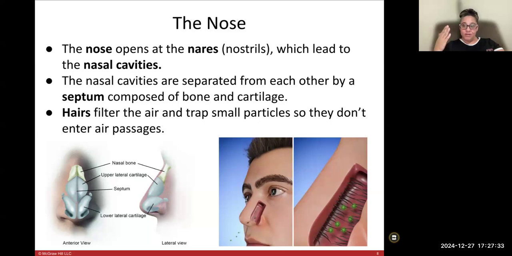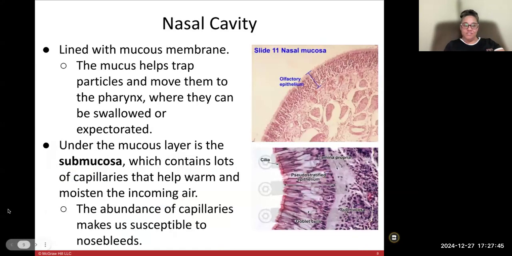Of course, there are times where they get past that, and that's when we feel that little tickle and we try to sneeze it out. It's our body's way of saying, hey, something shouldn't be there. Let's get it out. But that's one of our first lines of defense. Our nasal cavity is lined with a mucous membrane. The mucus helps trap particles and move them to the pharynx, where they can be swallowed or expectorated, which is the fancy science word for spit.